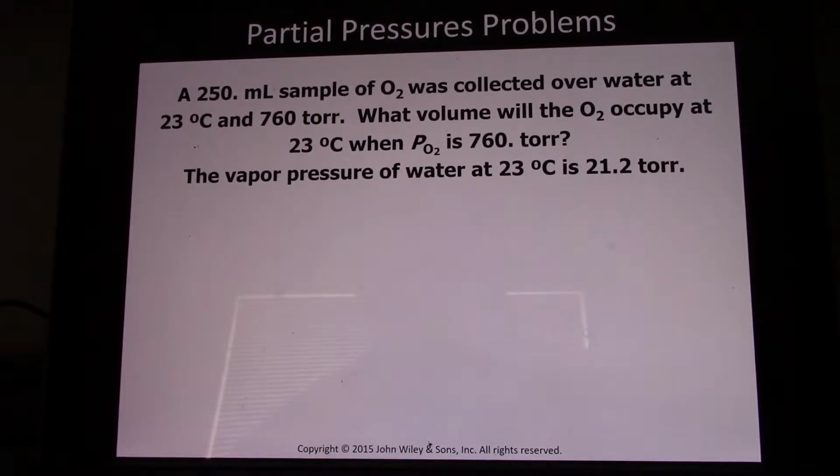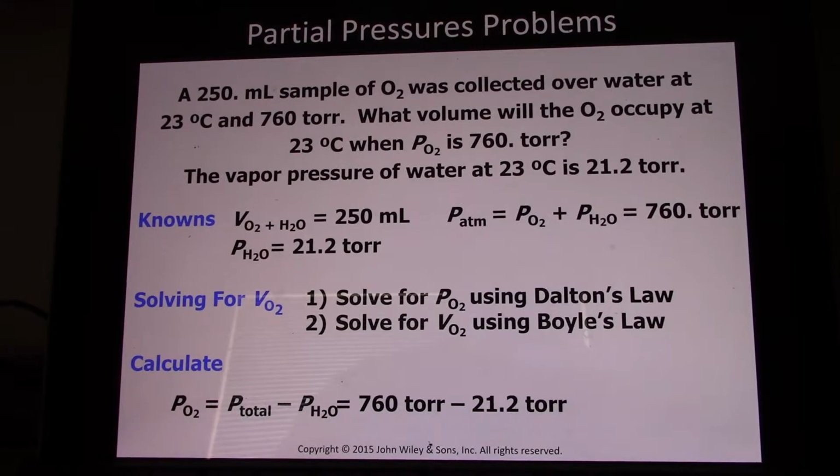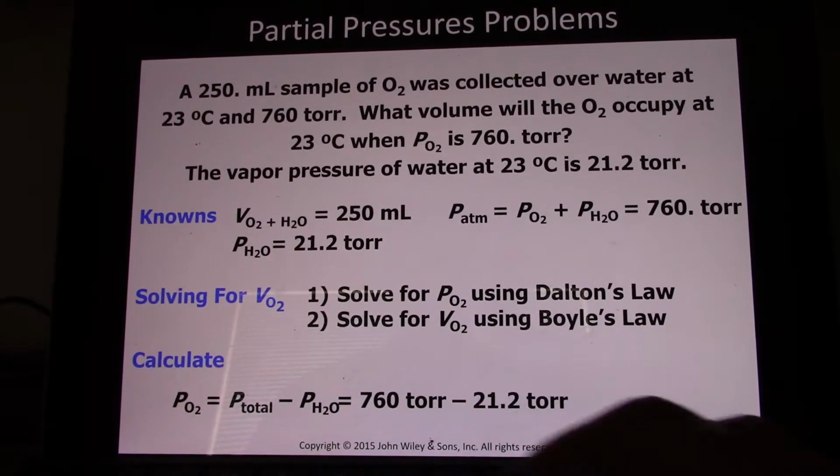And then basically they're going to dry it and remove the water. Therefore, the entire partial pressure will just be from the oxygen, and they want to see what the volume will be. As we're removing water but keeping the pressure the same, you would expect the volume to go down. So first, we solve for the partial pressure of oxygen in this collection chamber.